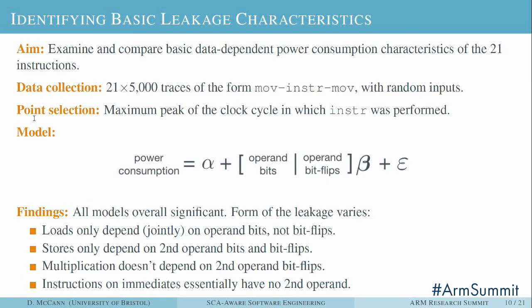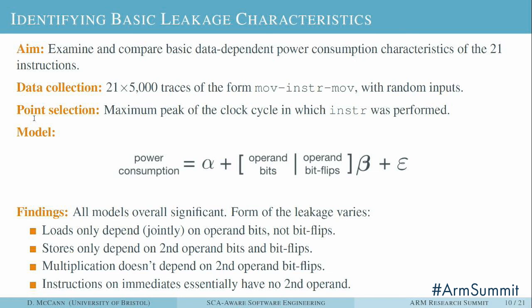First of all, we wanted to characterize the basic leakage characteristics of the individual instructions. So we chose a sequence of 3 instructions: a move, followed by our target instruction, followed by another move instruction, and all of these were processing random data. Then we modeled it according to what's shown here. This is basically all the operand bits of the 2 operands, and also all of the bit flips, such as the Hamming distance of the 2 operands.